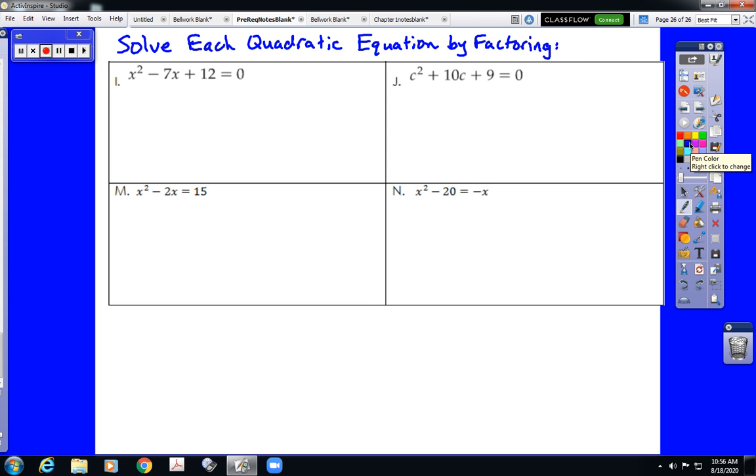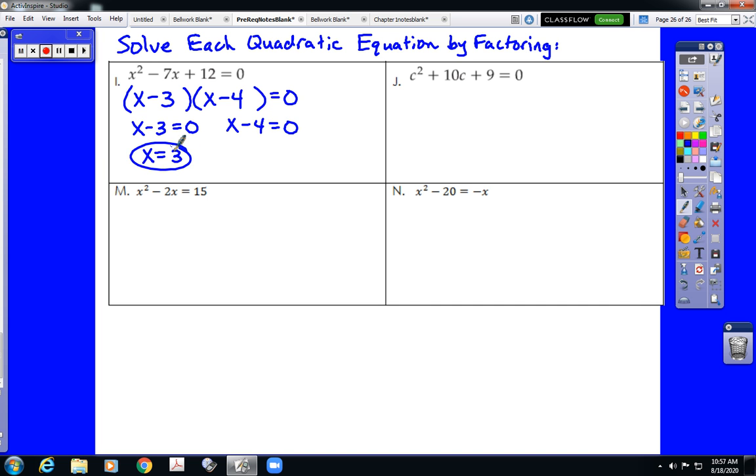Once they are equal to 0, we are then going to factor. So we're looking for two numbers that multiply to positive 12 and add to negative 7. That would be negative 3 and negative 4. Once it's in that format where it's been factored, we then need to split it up into two separate equations because either x minus 3 is equal to 0 or x minus 4 is equal to 0. That gives us our solutions when we solve those equations of x equals 3 or x equals 4.